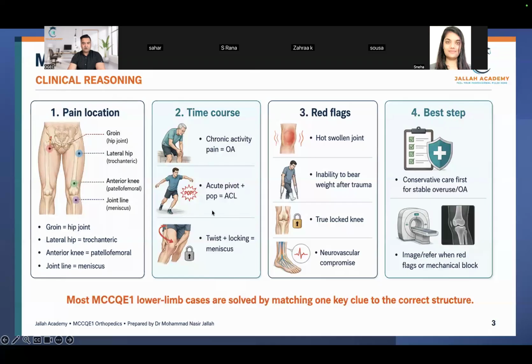This is how it happens in osteoarthritis. Acute pivot, usually somebody who is playing soccer, twist and lock, meniscus. It also happens, if it is an adult, usually due to intense exercise. If it is an elderly, it usually happens in someone who has osteoarthritis. So these two are strongly associated with each other. These ones I think I did mention, right?